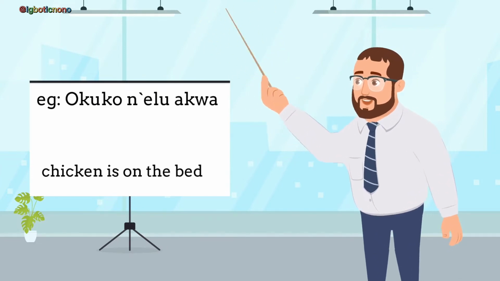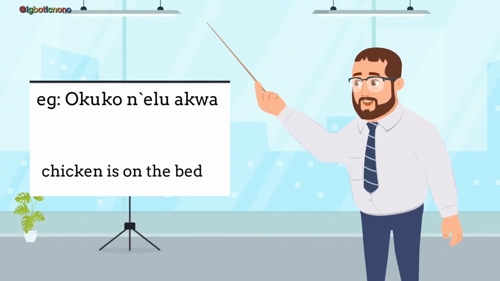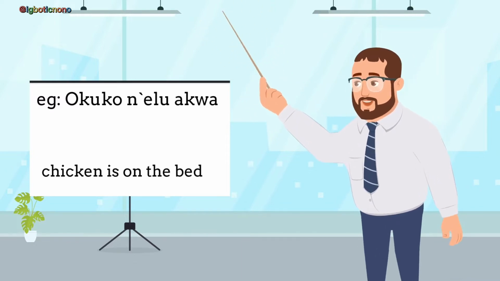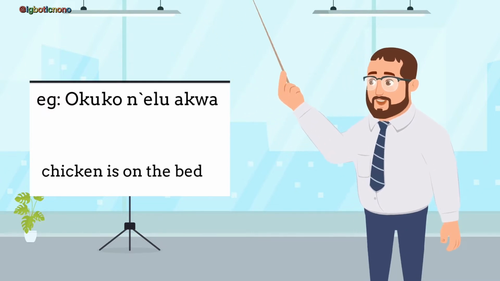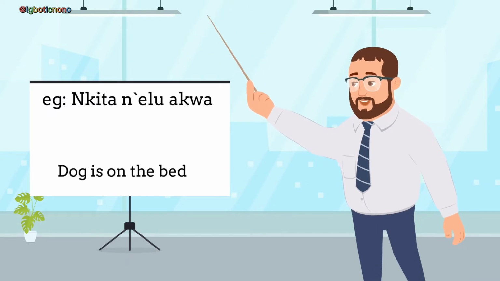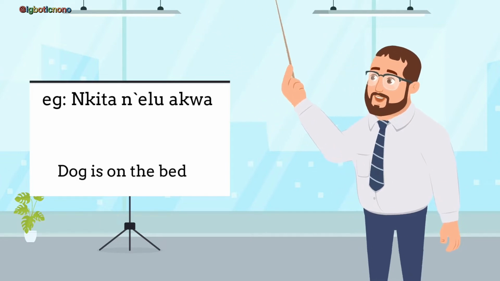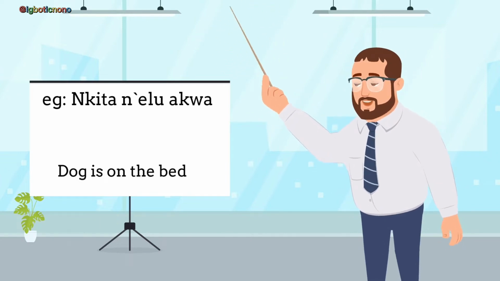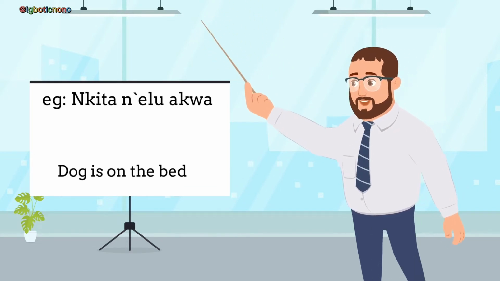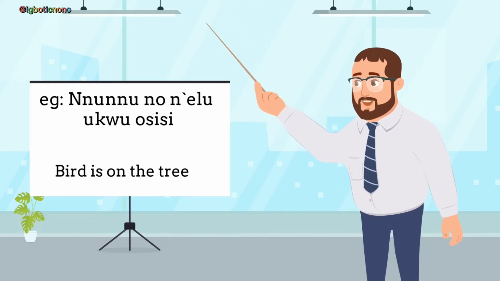Example: ọkụkọ nọ n'elu akwa. Chicken is on the bed. This is an example of preposition. You can also say nkịta nọ n'elu akwa. Dog is on the bed.